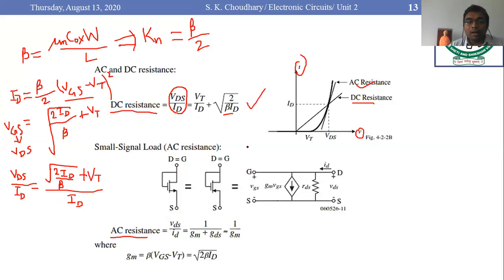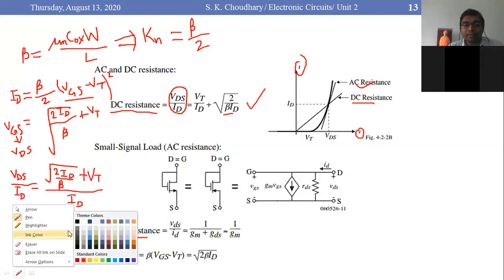Okay. Now we will define the AC resistance. As per the graph, the slope is this. Now we have to define this in terms of the small signal equivalent circuit. We are all familiar with the small signal equivalent circuit.